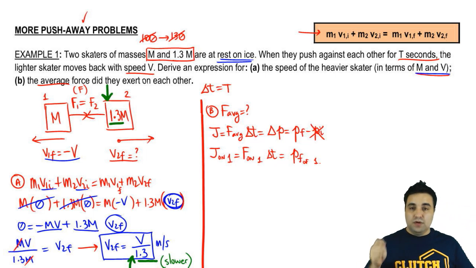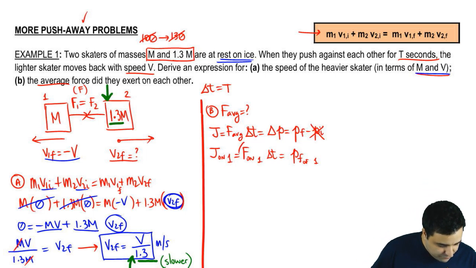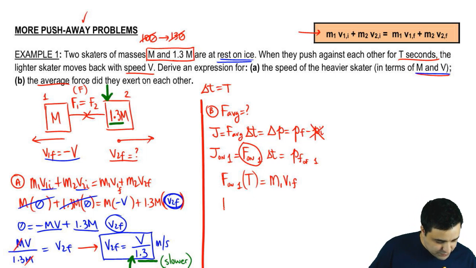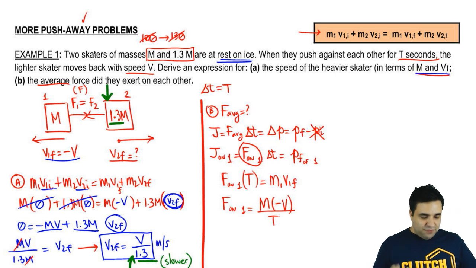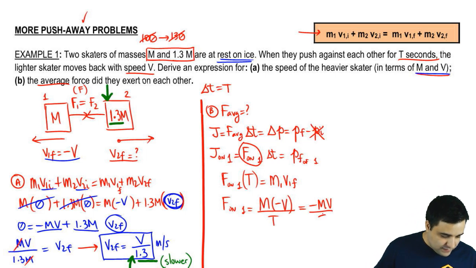So the impulse on 1 is the force on 1, times delta t, and it is the final momentum of 1. So the force on you gives the impulse of you, okay? I'm looking for this. So the force on object 1, the time is big T, and this is going to be m1 v1 final. Now let's replace these numbers. F on 1. The mass of 1 is big M. The final velocity is negative big V. And we divide everything by T. So the force applied on the first object is negative mv over t.